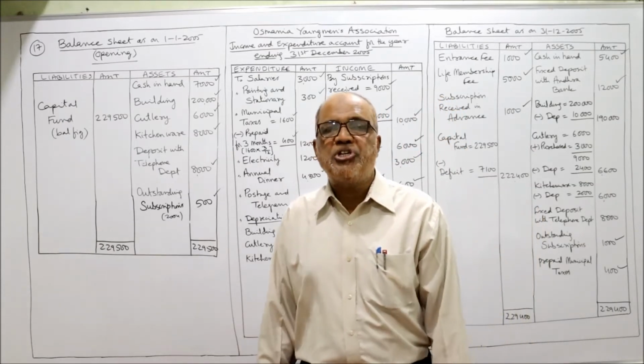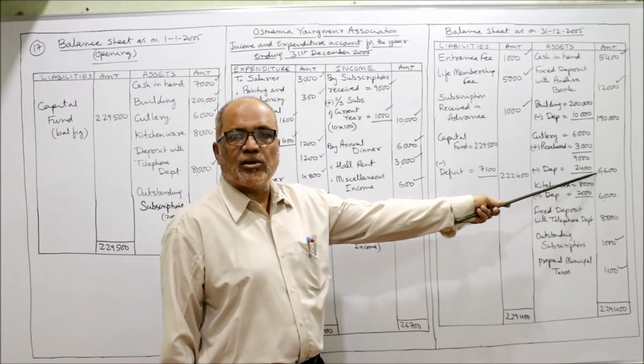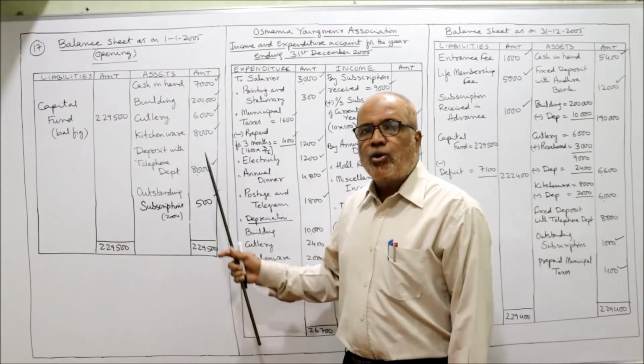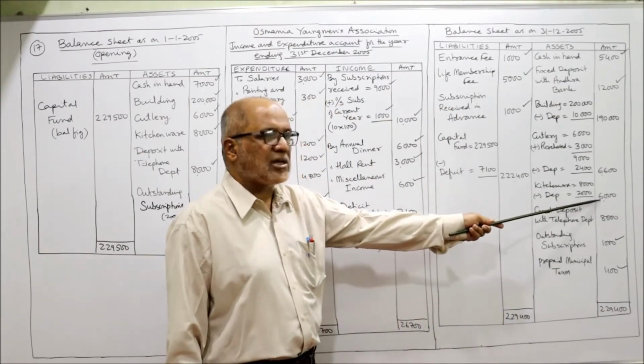2,400 rupees depreciation provided on cutlery. Deduct depreciation, 6,600. Kitchenware: at the beginning of the year, kitchenware 8,000. 2,000 rupees depreciation. Deduct 2,000 rupees depreciation, 6,000.